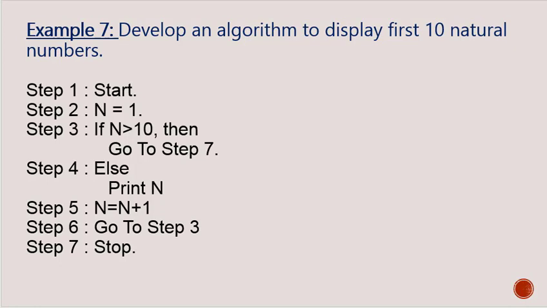After step 4 we will go to step number 5. In step number 5, we are incrementing the value of n by 1. So now the value of n becomes 2. And step number 6 says to go to step number 3. So again we are going to step number 3. This forms a loop, because after moving to step number 3 there again exists a condition. So right now the value of n, which is 2, gets checked again.